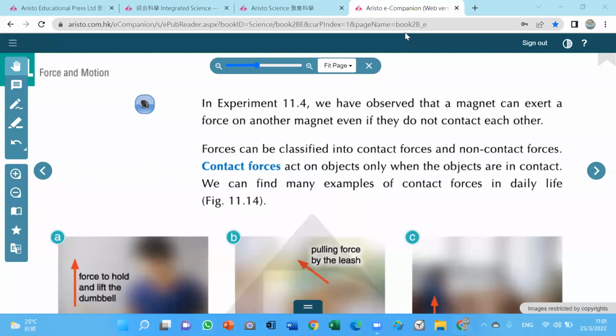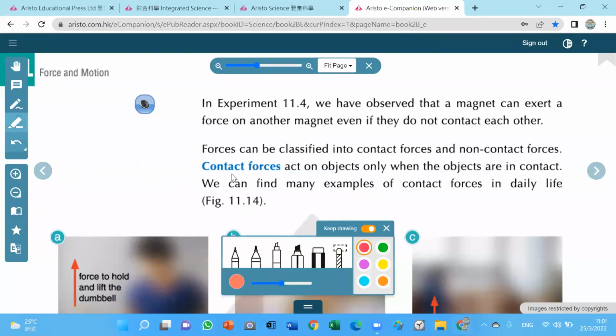Okay, so in experiment 11.4, we've observed that a magnet can exert a force on another magnet even if they do not contact each other. So force can be classified into contact force and non-contact force.